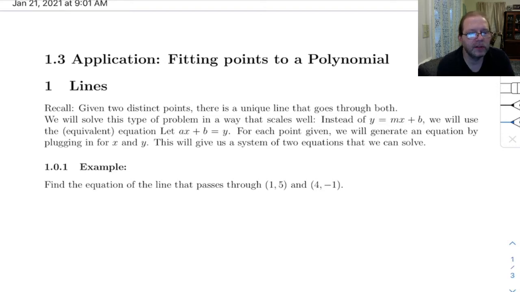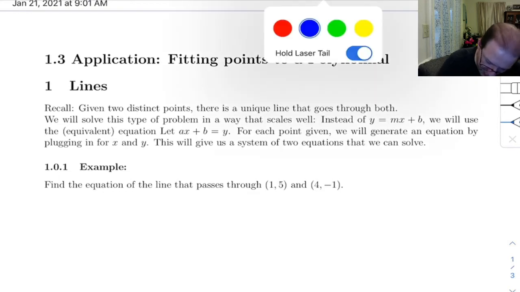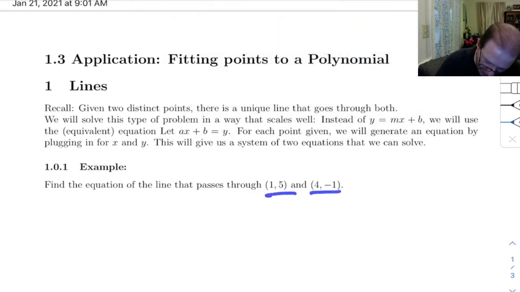Now, this might seem more complicated than just using the old method, but the difference is this scales well if you're trying to fit 3 points to a parabola or 4 points to a cubic. So let's start out with a line and do this example. All right, so find the equation of the line that goes between these 2 points here.